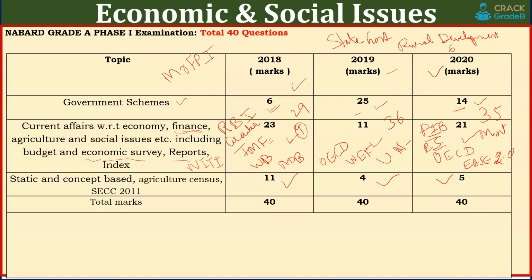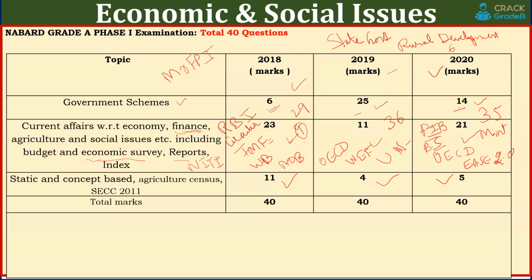Those who are our subscribers, they need not refer to these, because we are covering everything in our current affairs portion. Business Standard we are covering, and PIB also we are covering. All reports and indices we are also covering, so there is no need to study from any other source.